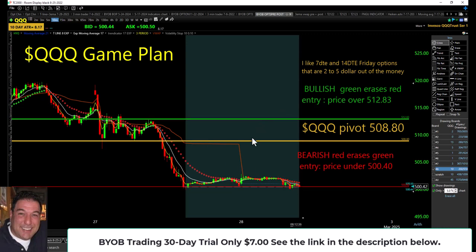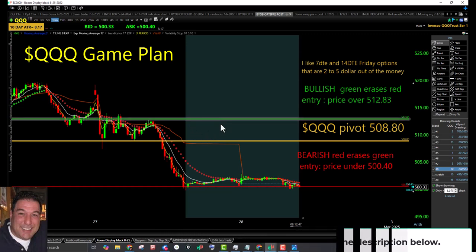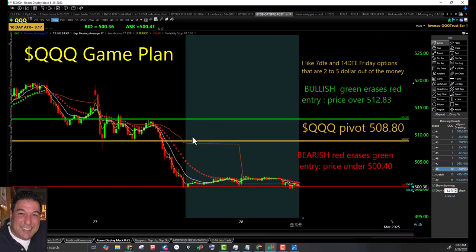On the bullish side, up over 508.80, I want to be a bull. So every 10-minute uptrend over 508.80, I'm looking to play to the upside. And we have a green erases red scenario over 512.83. There's your QQQ game plan.